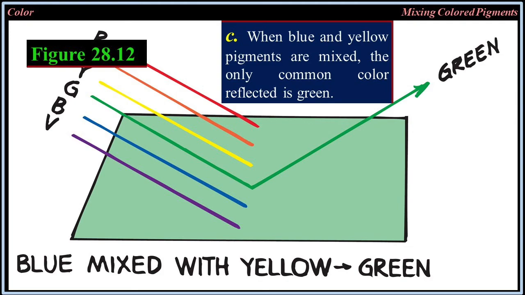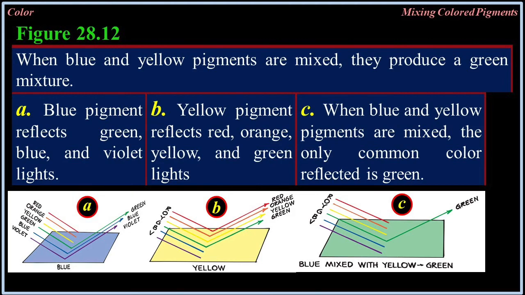As Figure 28.12 shows, the only color both yellow and blue pigments reflect is green, which is why the mixture looks green. Figure 28.12. When blue and yellow pigments are mixed, they produce a green mixture. A. Blue pigments reflect green, blue, and violet lights. B. Yellow pigment reflects red, orange, yellow, and green light. C. When blue and yellow pigments are mixed, the only common color reflected is green.